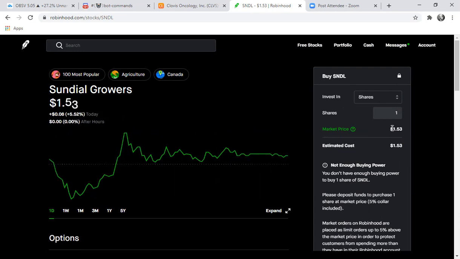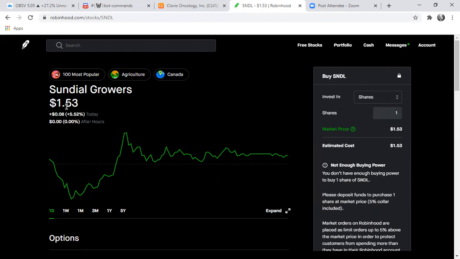So once again, for every share you own, when each share goes up, your money goes up. Ideally, if you buy 100 shares of SNDL, you're investing $153. 100 times $1.53 is $153. When Sundial Growers goes up, each one of your shares goes up.